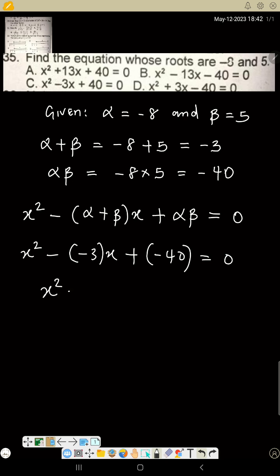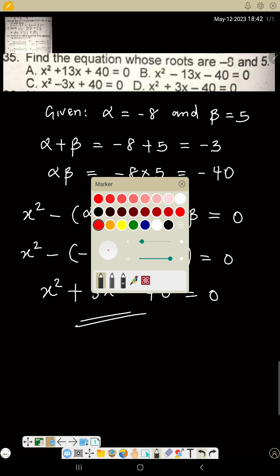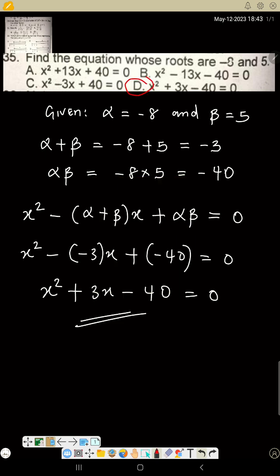So this is s square plus 3s minus 40 equals 0, because minus times minus is plus. So this is the correct answer. So the correct answer is D. So let's see another number.